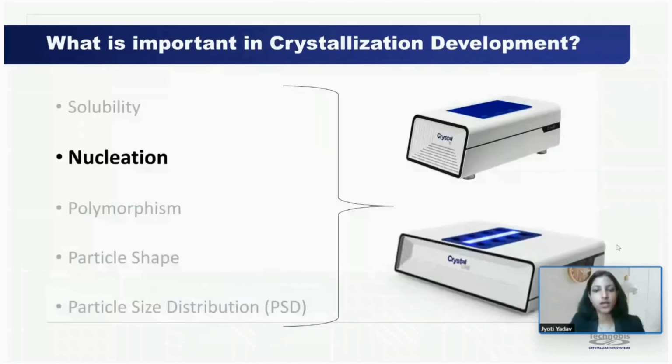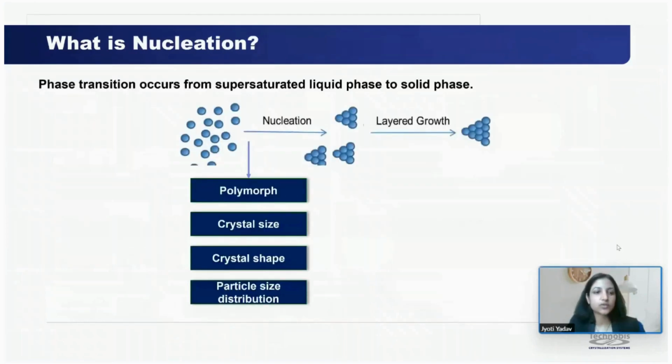Coming to the next is the nucleation. So nucleation is the first step of crystallization, in which phase transition occurs from supersaturated liquid phase to a solid phase, and the nucleation has significant influence on the next step, that is the growth phase, and subsequently on final crystal attributes like polymorphs, particle size, particle shape, and particle size distribution. Therefore, it is important to determine the nucleation kinetics.